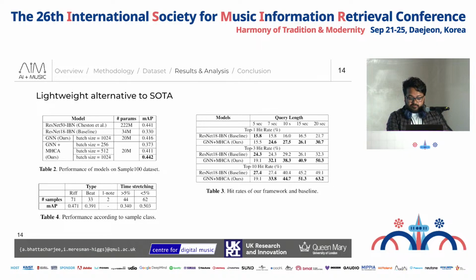We use the Sample100 dataset to evaluate sample identification, and we measure mean average precision and top-one hit rates. We compare with a recently released baseline by Spotify, which is a ResNet-based architecture. Our model performs competitively with the baseline model, but additionally, it has about 10% of the trainable parameters of the baseline, and it's a lightweight alternative to that.